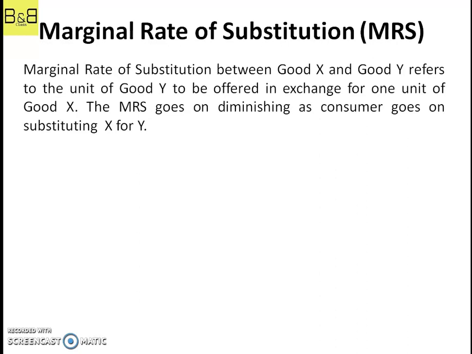Defining marginal rate of substitution: MRS between good X and good Y refers to the units of good Y to be offered in exchange for one unit of good X. The rate at which a consumer exchanges units of good Y for an additional unit of X is the marginal rate of substitution.